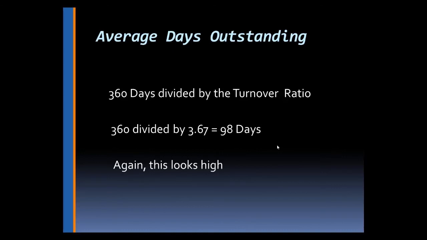Here, to get the average days outstanding, we take the 360 days divided by the turnover ratio, which comes out to 98 days. And again, as I say, this looks very high. Most companies would want this to be in the neighborhood of 45 days to 50 days. In using these ratios, we would compare these to other industry averages to see how we stack up against our competitors. We should be collecting our accounts as fast as our competitors do. If not, it means that we have a fault in the way we're managing our cash and our working capital.